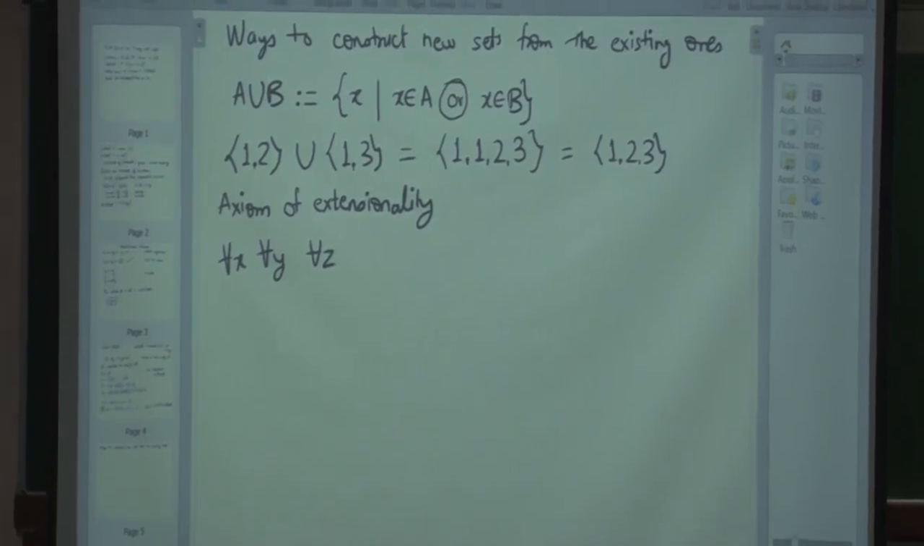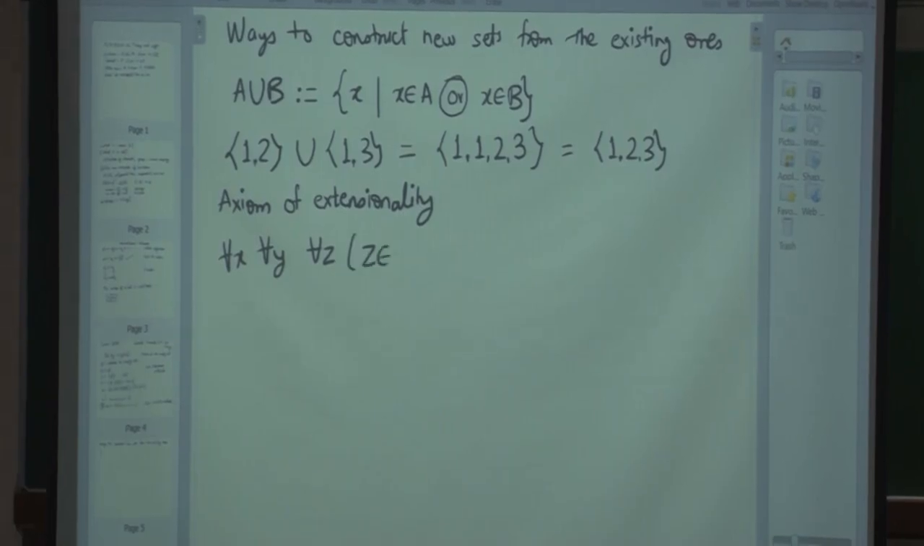So if we have the property that z is an element of x, if and only if z is an element of y, yeah, if we have this property for all z's, then actually this is the same thing as x equal to y. So we are actually defining what is the meaning of equality of two sets.